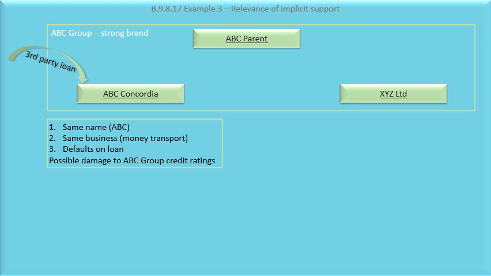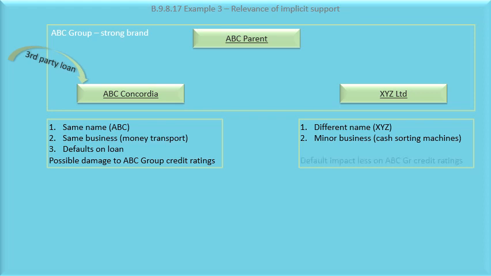On the other hand, if you are the ABC Group and you've got some small subsidiary somewhere called XYZ Limited, first, you have a completely different name than the group itself. Secondly, XYZ Limited in this example is in the business of cash sorting machines, which is a tiny part of the business of the ABC Group. So the conclusion here is, if XYZ Limited were to default on any loan and ABC Parent doesn't come to its rescue, then it is likely to have less of an effect on the ABC Group's credit ratings, according to the UN.